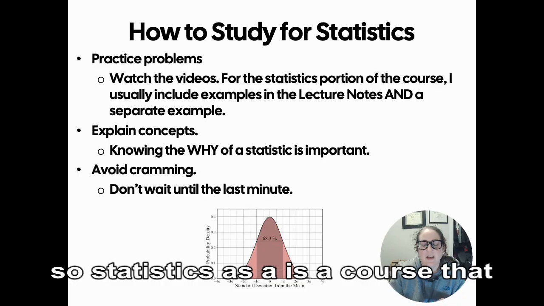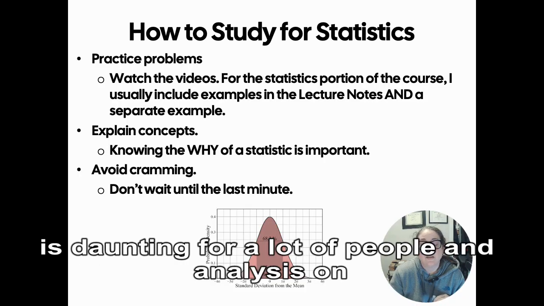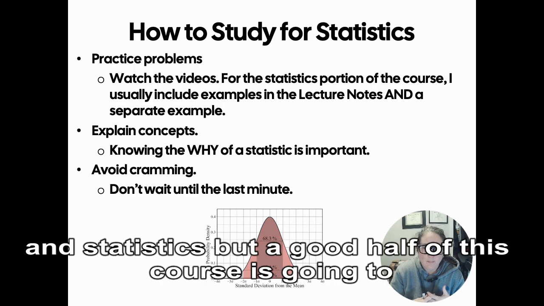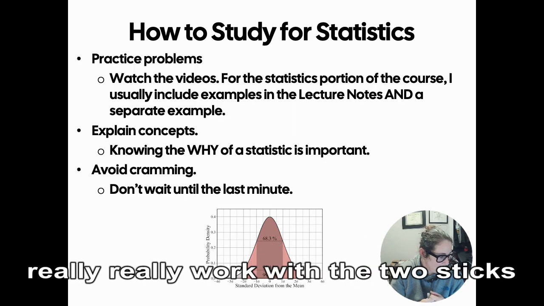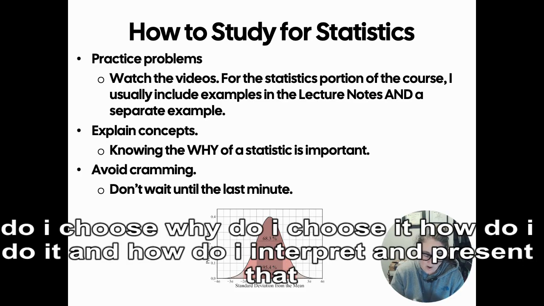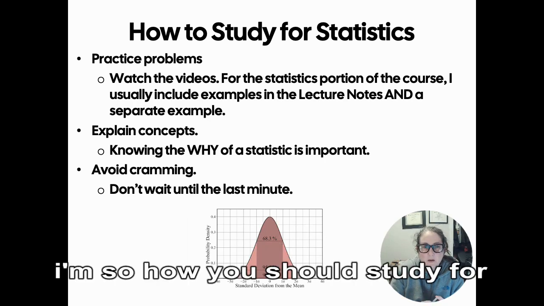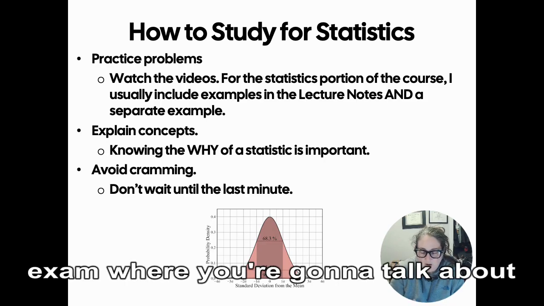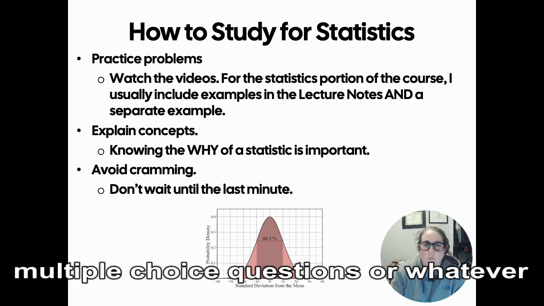So statistics is a course that is daunting for a lot of people, and I know this is non-experimental research methods and statistics, but a good half of this course is going to really work with statistics. Which statistic do I choose? Why do I choose it? How do I do it? And how do I interpret and present that? So how you should study for that is a little different than the way you would study for just a regular exam where you're going to talk about multiple choice questions or whatever.